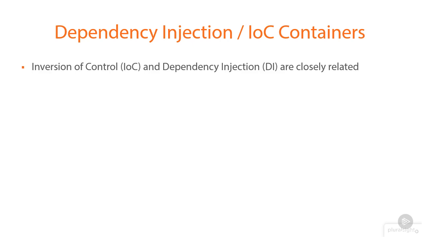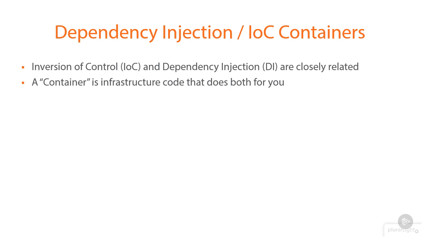Inversion of control and dependency injection are two design patterns that are closely related. And a container is basically a chunk of infrastructure code that does both of those patterns for you. The IOC pattern is about delegating responsibility for construction, and the dependency injection pattern is about providing dependencies to an object that's already been constructed. So they can both be treated as a two-phase approach to constructing. When you use a container, the container takes several responsibilities.